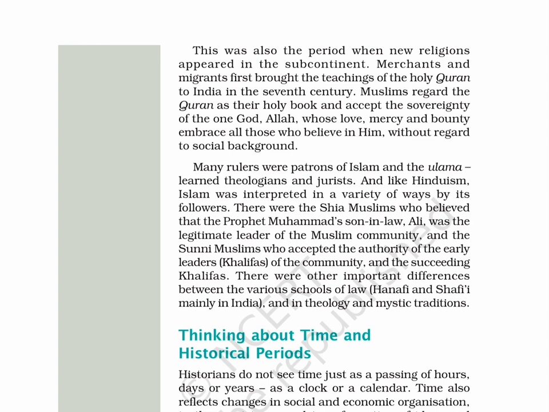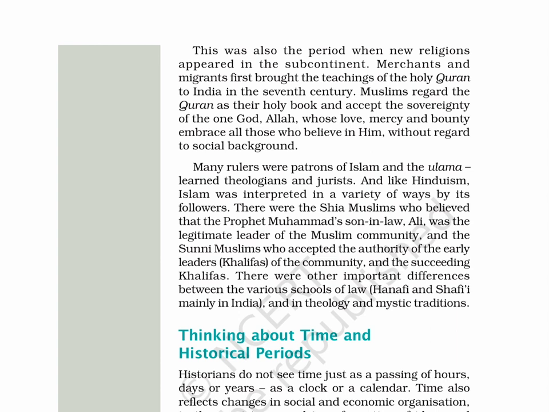Merchants and migrants first brought the teachings of the Holy Quran to India in the 7th century. Muslims regard the Quran as their holy book and accept the sovereignty of the one God, Allah, whose love, mercy and bounty embrace all those who believe in Him. Without regard to social background, many rulers were patrons of Islam and the ulama, learned theologians and jurists. And like Hinduism, Islam was interpreted in a variety of ways by its followers.